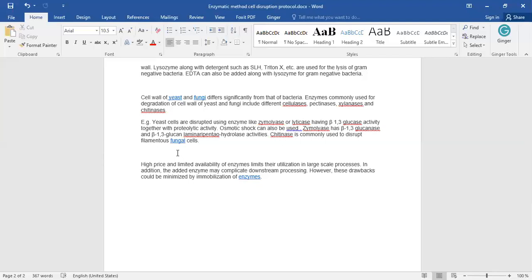The major drawback of enzymatic disruption is that it is very costly, and immobilization of the enzyme is a major requirement. So the major drawbacks are these two things: the cost and the immobilization of the enzyme. So we can conclude our topic here.